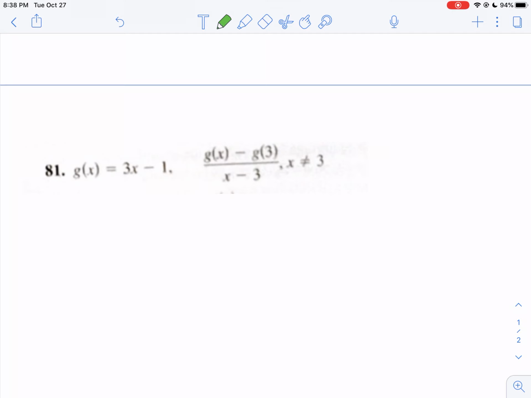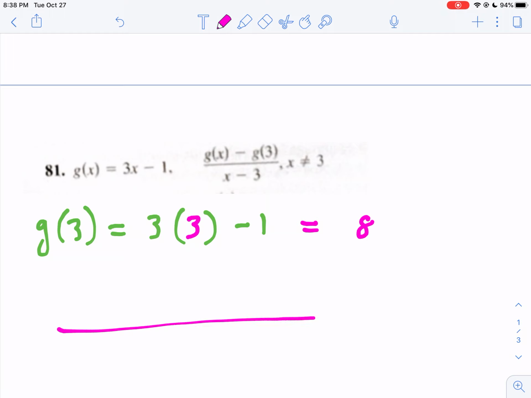This one is the same thing, just a different function. First of all, you already have your g of x. Let's find the g of 3. So g of 3 is just equal to 3 times 3, and I just like to change color so you can see better. This is going to be 9 minus 1, which is 8. And then we are going to put it into the formula, the difference quotient. You have your 3x minus 1, and then your g of 3, which is 8, and you have your x minus 3 at the bottom.